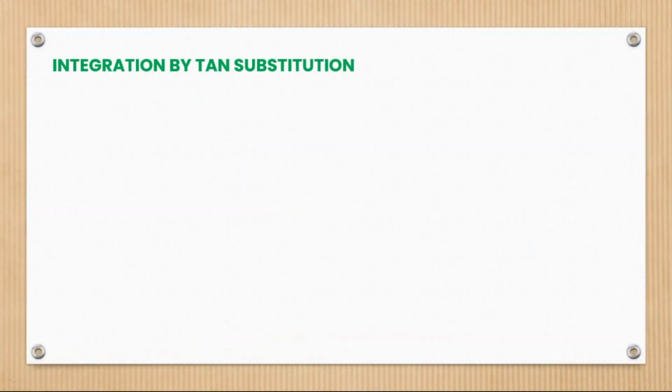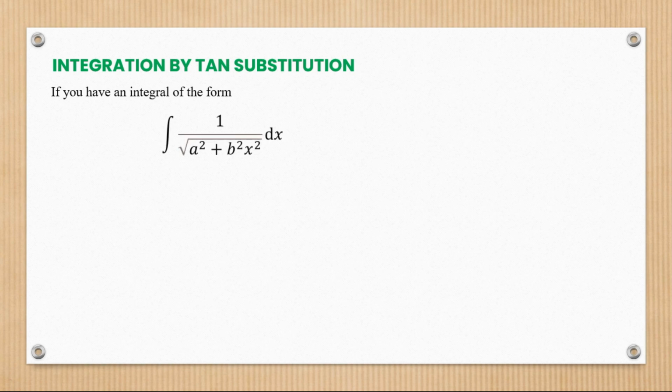Alright, so today let's look at integration using tan substitution. This is for those where you have an integral of the form the square root of a squared plus b squared x squared. As you can see, a squared represents the constant, then we have a constant b multiplying the variable, which is x squared. So if you have anything arranged in this order, this will require tan substitution.